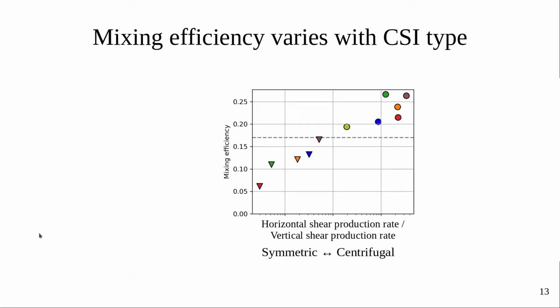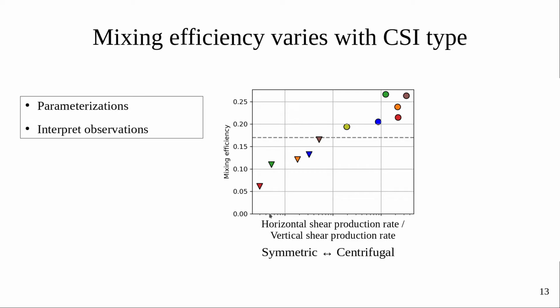And if you actually run the whole simulation and you average out a representative value of the mixing efficiency, you get a picture like this one. What I'm plotting here in the vertical axis is the mixing efficiency, and in the horizontal axis I'm plotting the horizontal shear production rate divided by the vertical shear production rate, and this is actually a measure of how symmetric versus how centrifugal a given instability is. You can see right away that the points collapse really well into this line, which can be useful for parameterizations and to interpret observations.